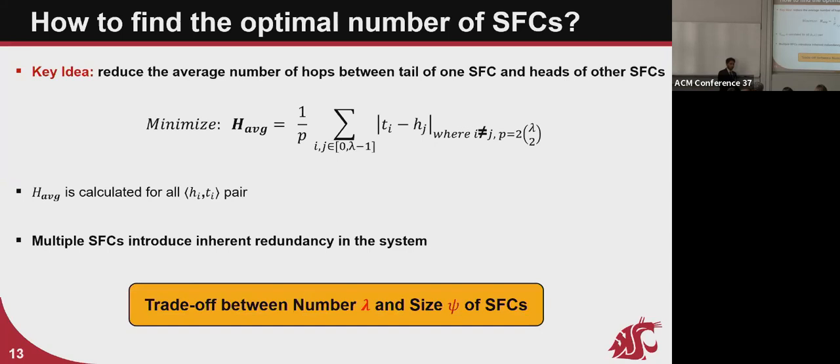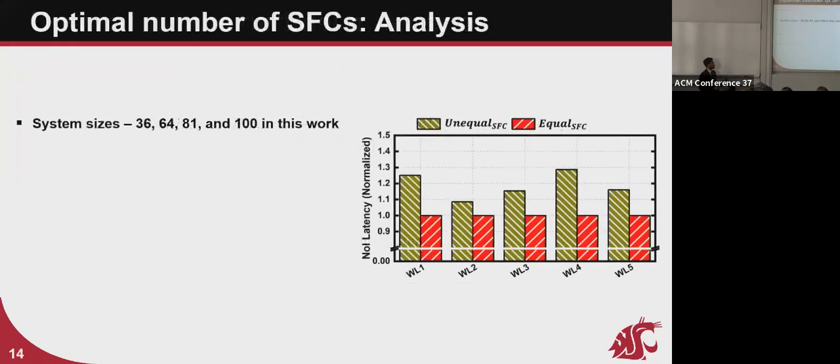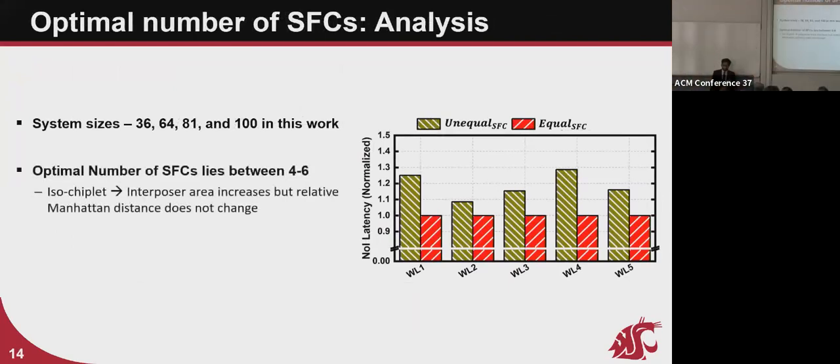of SFCs. Another benefit is that the top-level network should not be big, because that's where we have the issues coming in. So the optimal number of SFCs, when we analyze 36, 64, 81, and 100 chiplet systems in this work, lies between 4 and 6.